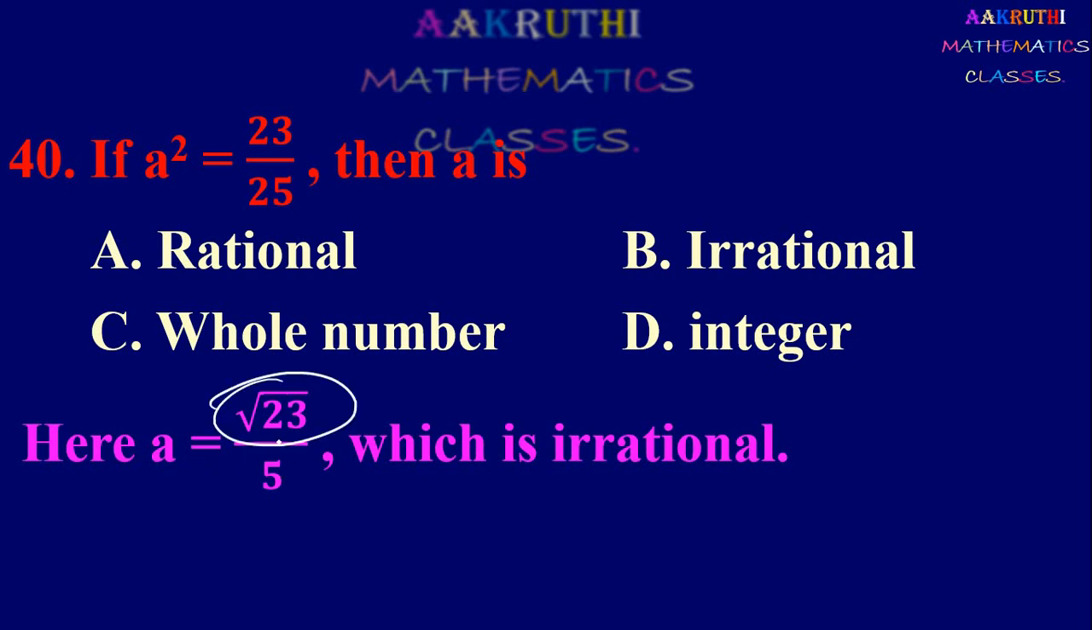And here root 23 is an irrational number. So therefore, irrational number by 5 is also an irrational number. So therefore A equal to root 23 by 5, which is irrational. So therefore the correct option is option B. That is, here A is an irrational number, which is option B.